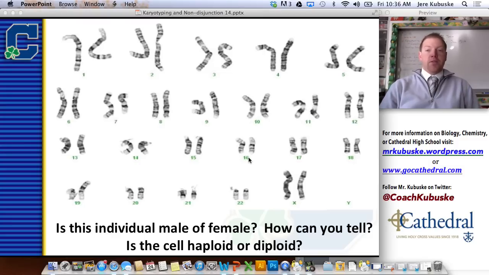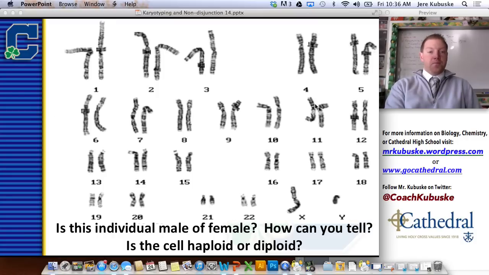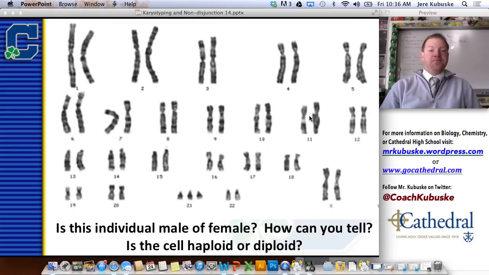Now this picture, for example, is a female. How do I know? There are two X chromosomes and there's no Y chromosome. Each one is paired up correctly. So this individual is a healthy female in a diploid cell. Okay. This karyotype, go ahead and take a look. Male or female? I know it is male because there's an X and there's a Y and everything's paired up correctly, so this is a healthy male.